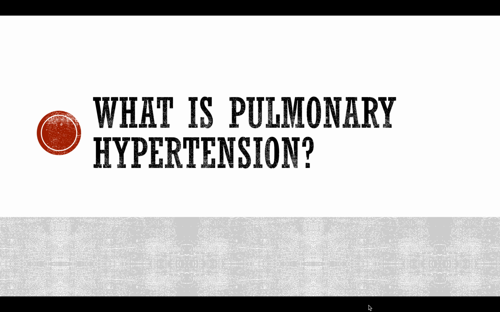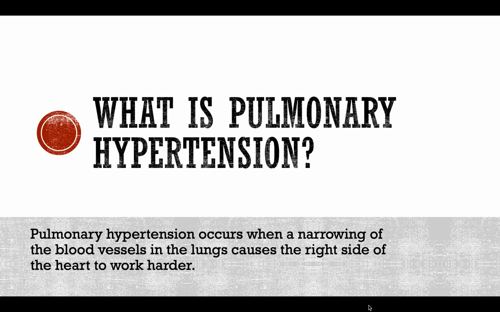So what is pulmonary hypertension? Pulmonary hypertension occurs when a narrowing of the blood vessels in the lungs causes the right side of the heart to work harder.